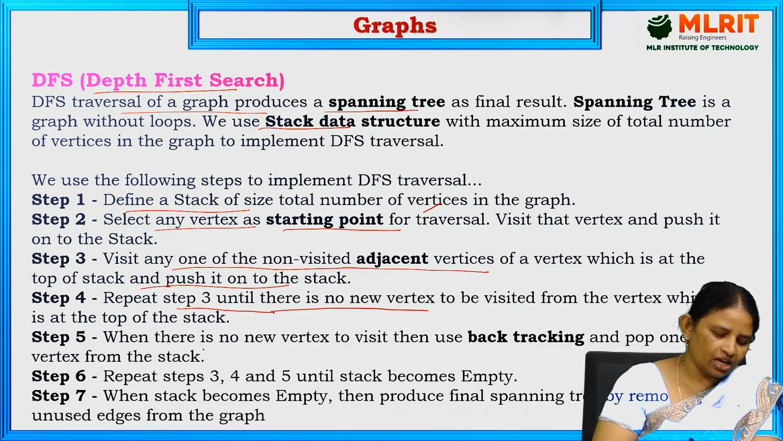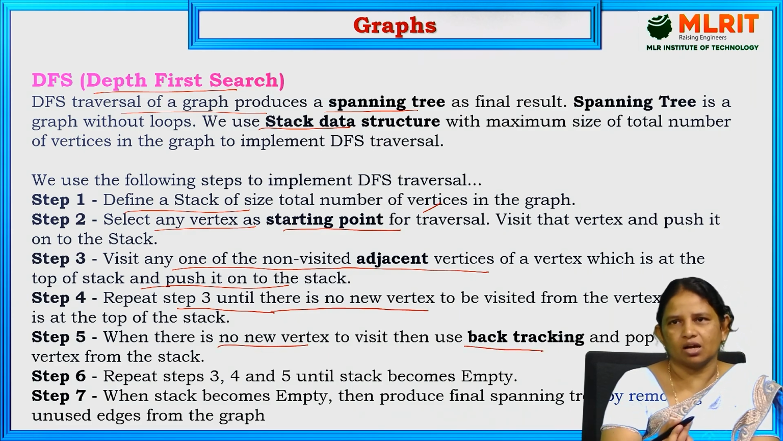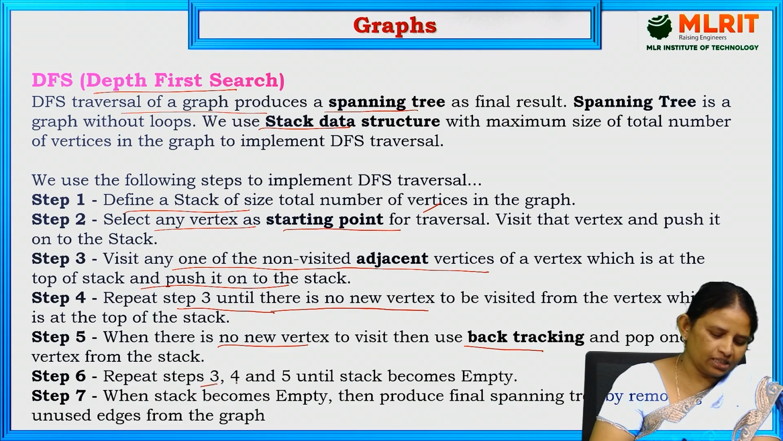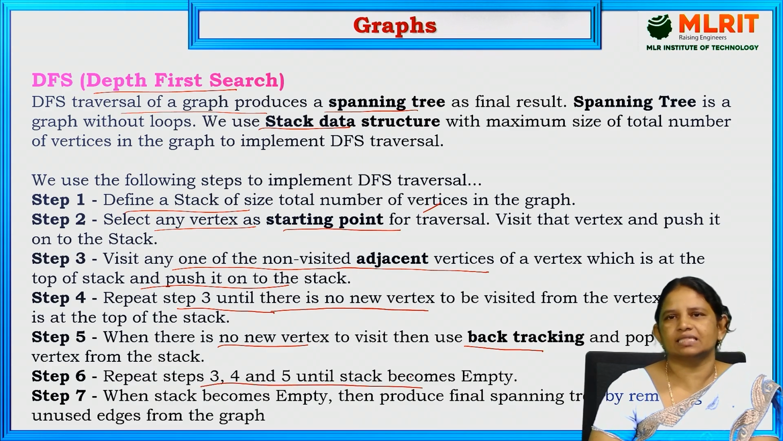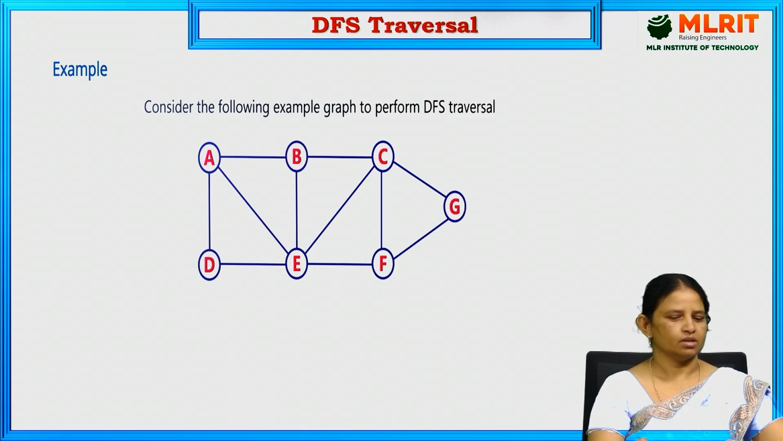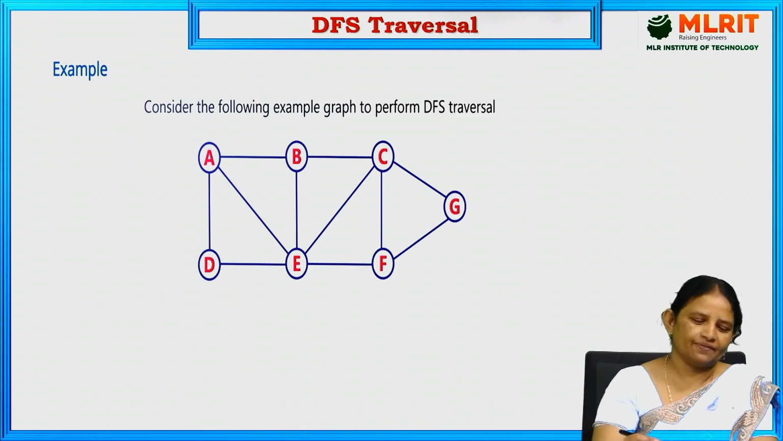If there is no new vertex, we use backtracking and come back to the previous position, and if any unvisited vertices are left, again we visit them and push them onto the stack. Repeat steps 4 and 5 until the stack is empty. When the stack is empty, we construct the spanning tree by removing the unused edges from the given graph. So consider the following graph. We have to perform the DFS traversal.